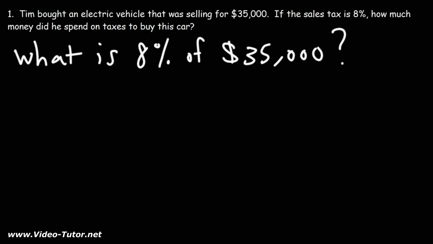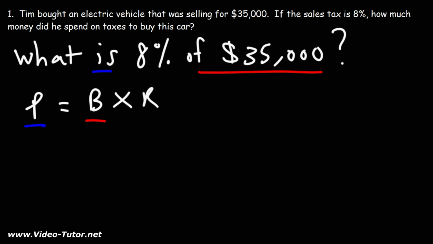To find a percent of a number, you could use this formula. The part is equal to the base times the rate. The part is the number that is associated with the word "is," which is what we're trying to find in this problem. The base is the number that's associated with the word "of." In this case, that's the purchase price of the vehicle. The rate is the percentage as a decimal.